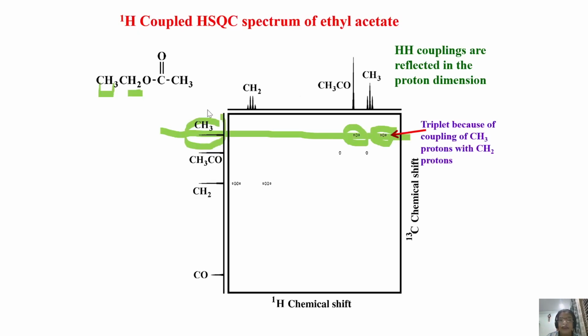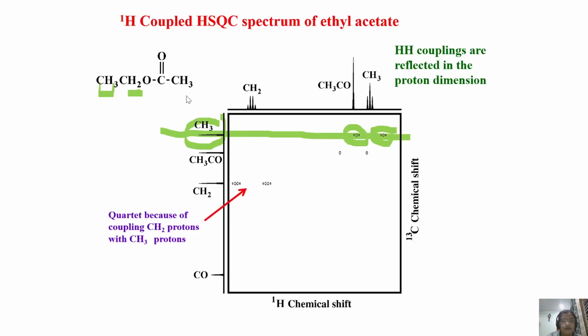Let us look at this one. What is this one? This is CH2. In the HSQC, you see a doublet because of correlation of this carbon with this proton, and it is a doublet because of 1JCH, and each end of this doublet is a quartet because of coupling with these three protons. Very clear? There is no doubt at all. Everything is very clear, right?